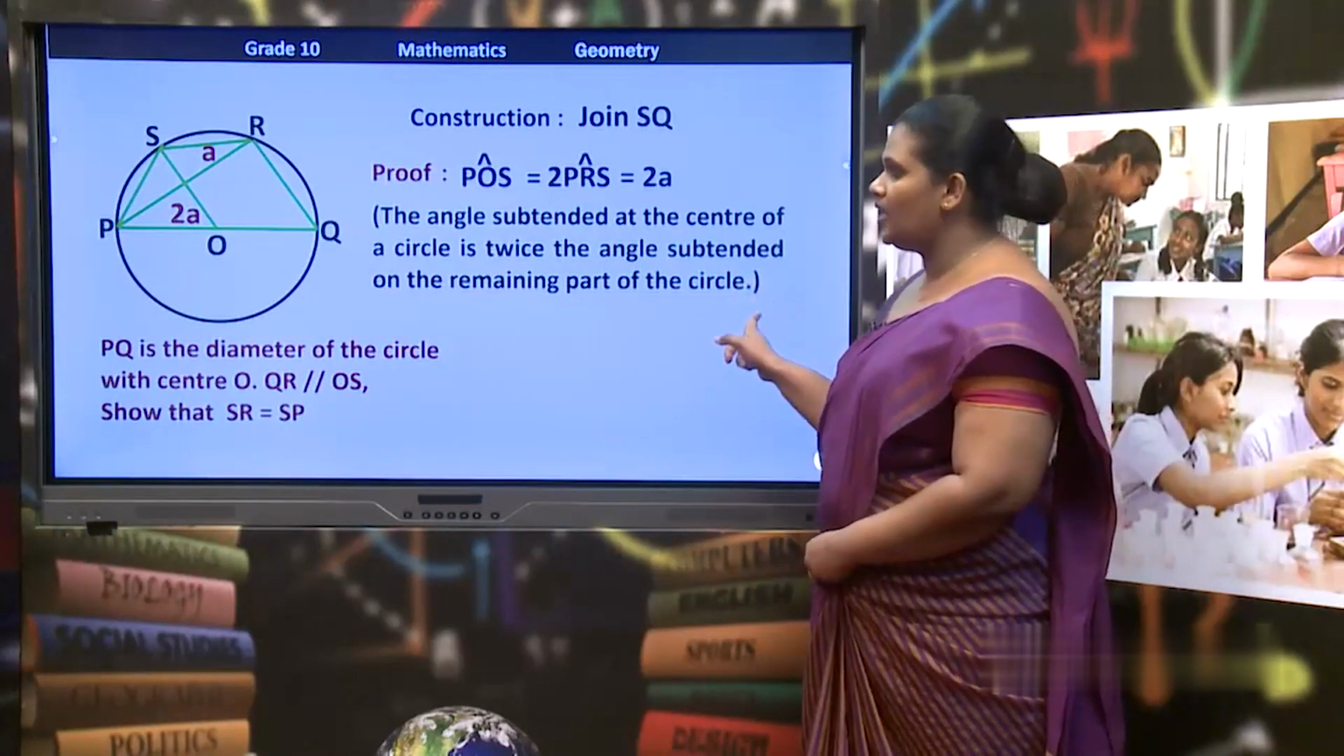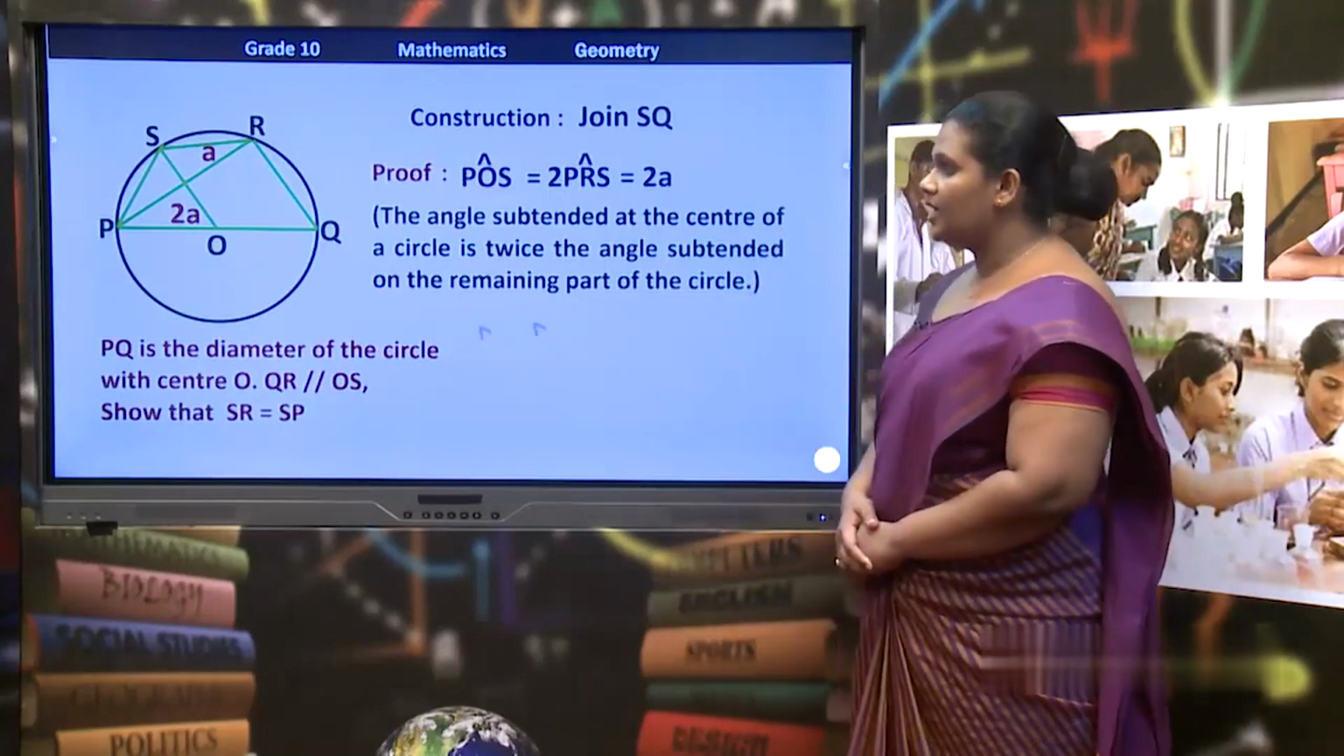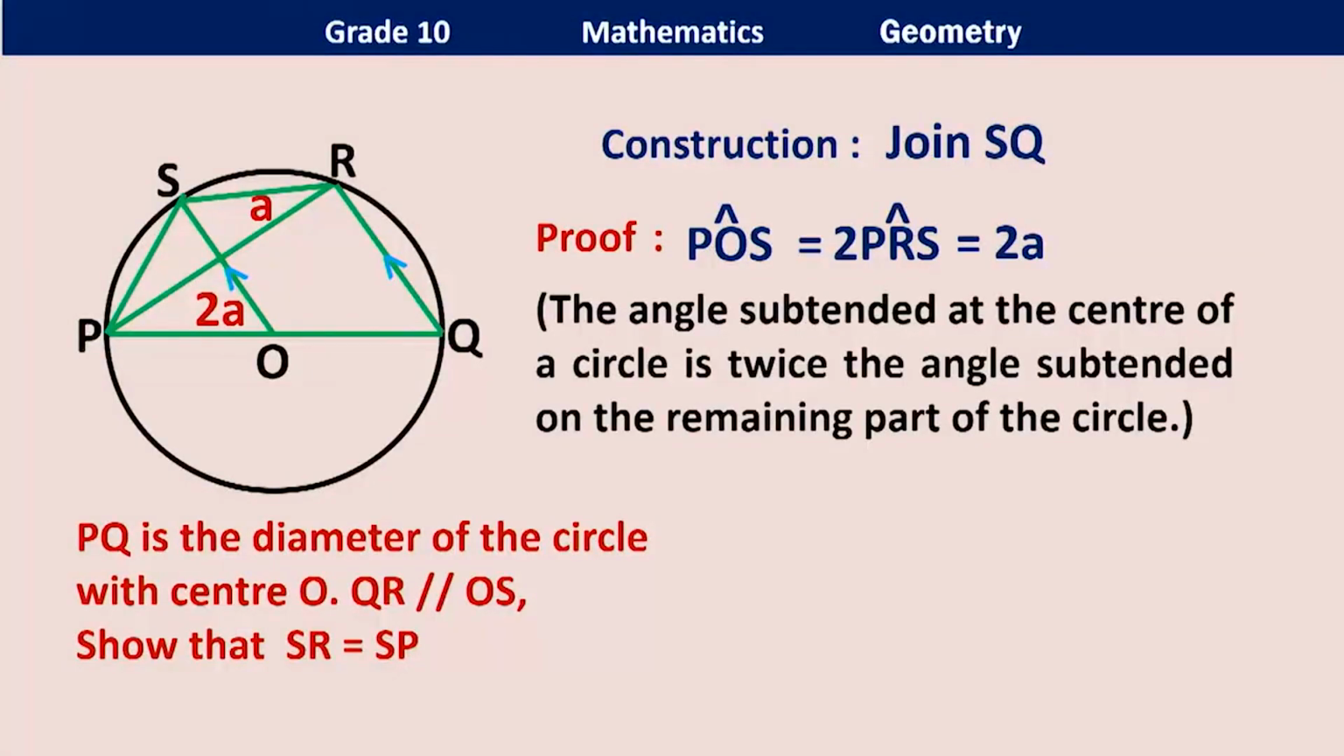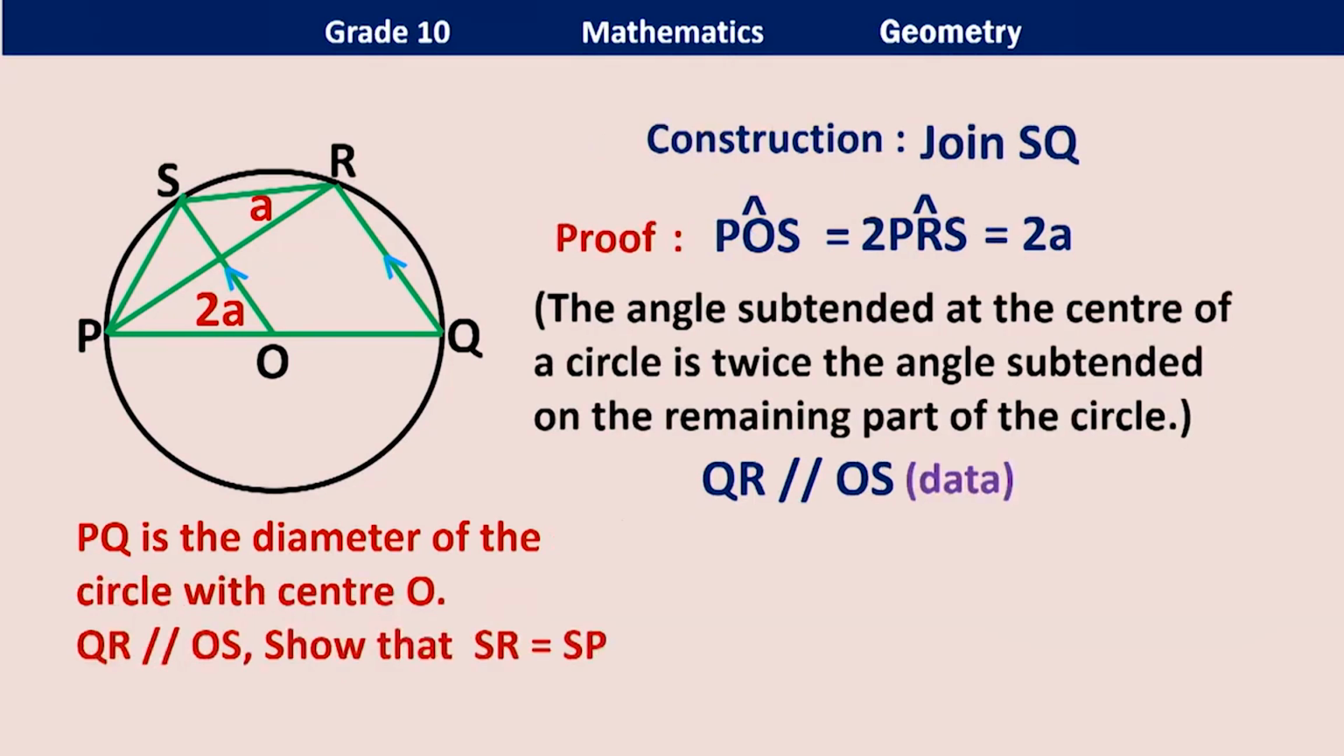Now, we have got one relationship. Once again, we will have a look at the figure. In the question itself, they say that QR is parallel to OS. So, I have mentioned that in the figure. So, we will write it in the proof. QR is parallel to OS, that is given. So, we can mention it as data.